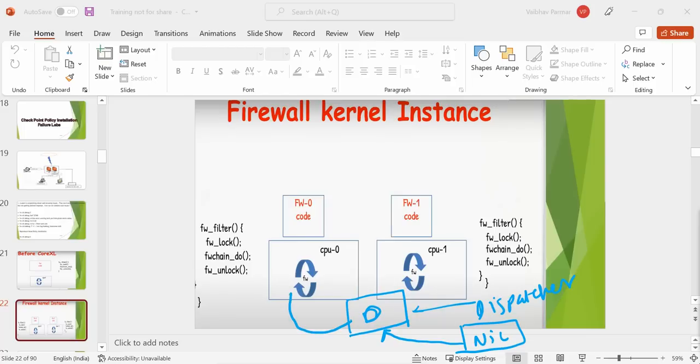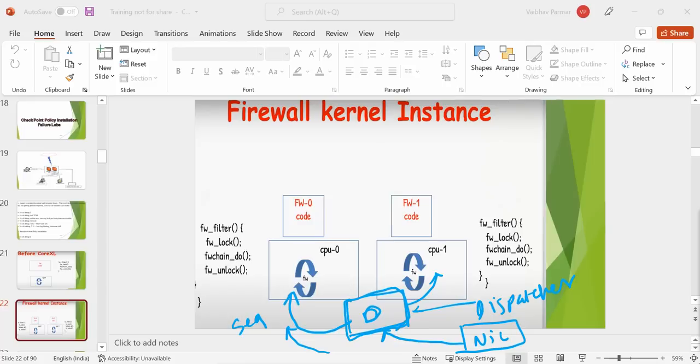If CPU 0 has bandwidth, the packet will be forwarded to CPU 0, and if CPU 1 has bandwidth, the next packet will be forwarded to CPU 1, provided the connection is sticky. That means the same communication packets, with the same sequence number, have to be forwarded to the same CPU, which helps avoid situations like asymmetric routing. This sort of work is delivered by these dispatchers.